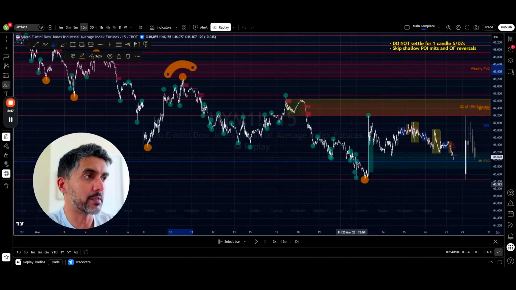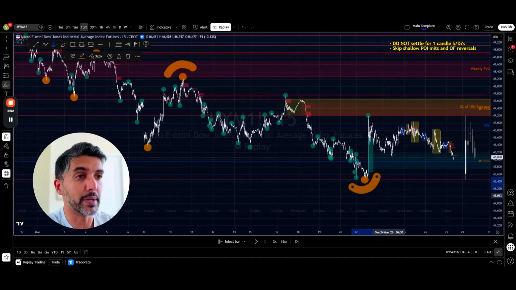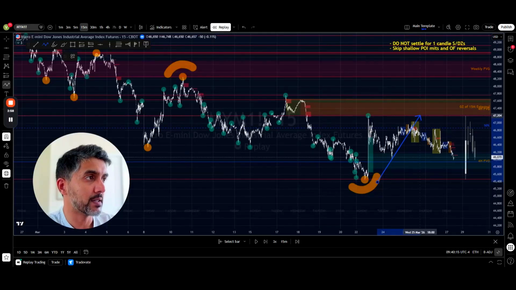Okay, so we've turned the clock back and we're on the 15-minute here. We can see that we have a swing high and a swing low on the 15-minute external. So we are bearish on the external. However, we've been pulling back for a few days now and are currently trading within this bullish internal trading zone where we have our swing low and our swing high.